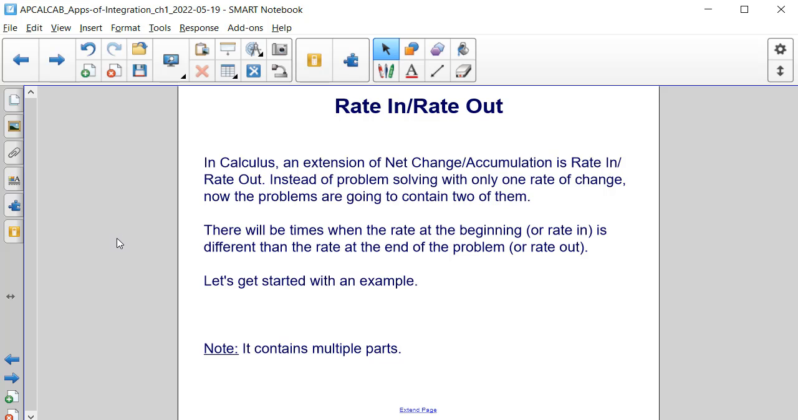And there will be times when the rate at the beginning, or the rate in, is different than the rate at the end of the problem, or the rate out. Let's get started with an example.